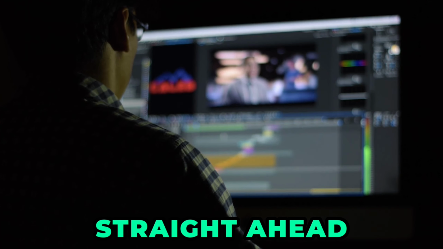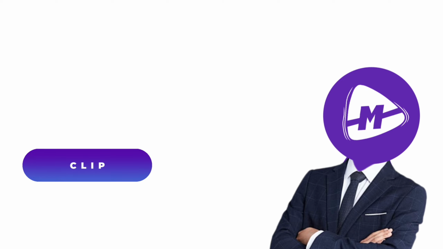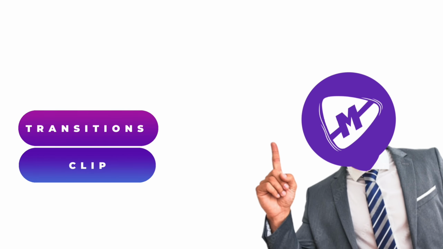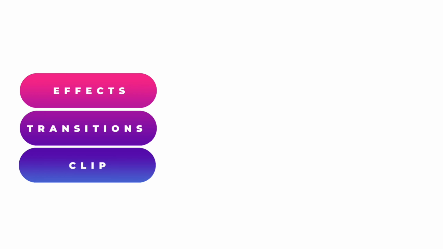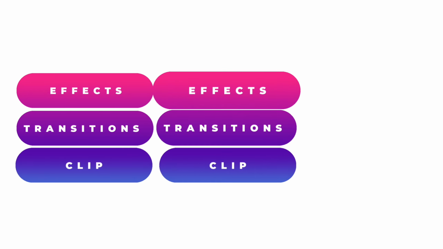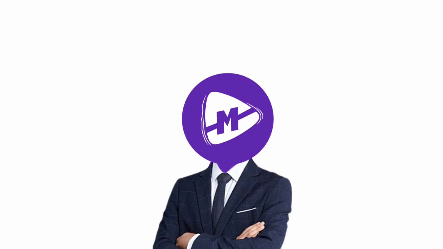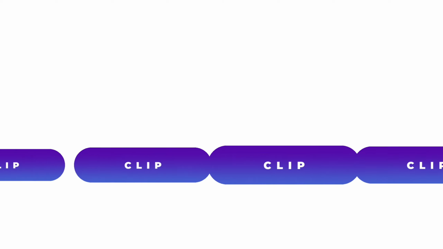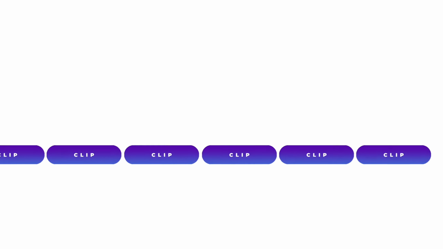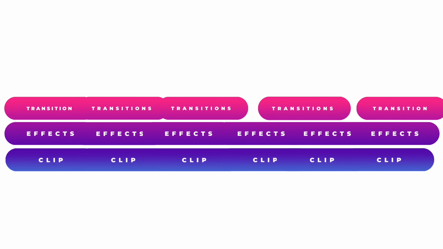When you're editing straight ahead, let's say you add a new clip, and then you add the transitions and effects straight away, and then moving on by adding a new clip and doing the same thing over and over again. Whereas when you're editing in steps, you add all the clips first to see the flow and the basic outline of the video. Then you'll add the effects, transitions, and details.